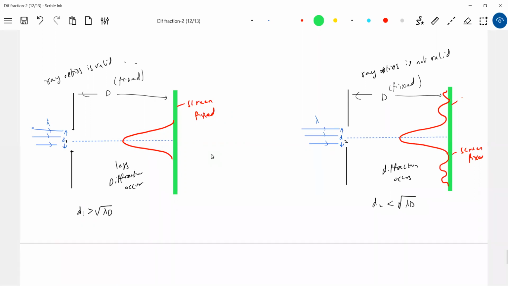Okay, this is about the validity of ray optics. Let's come to the next application, resolving, but before that, one more set of diagrams. What type of slit have we discussed till now? It was a rectangular slit, and the pattern that was formed.